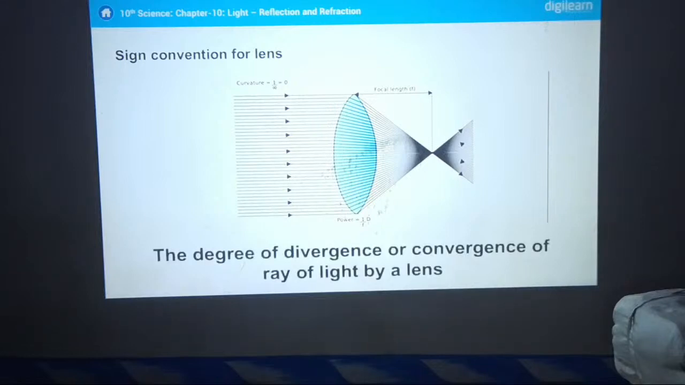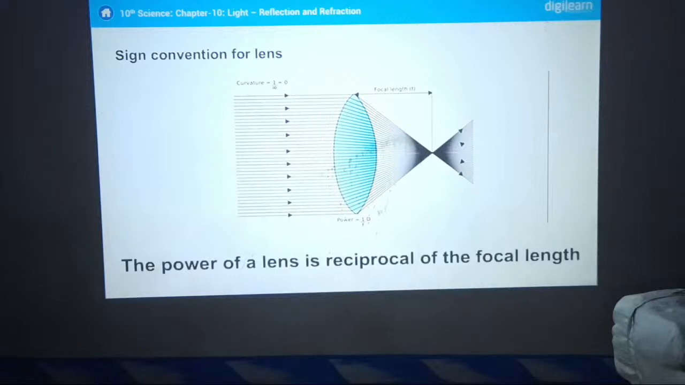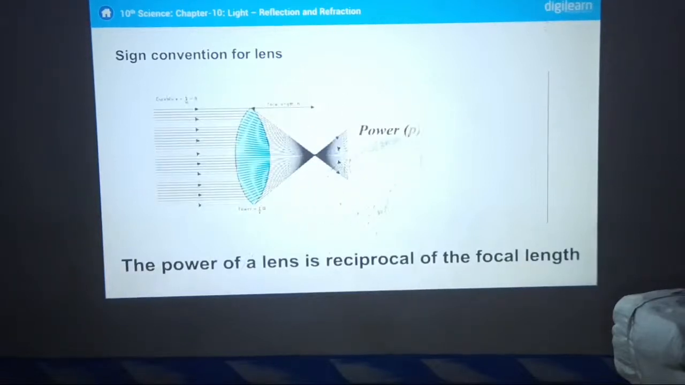The degree of divergence or convergence of rays of light by a lens is expressed in terms of the power of the lens. Degree of convergence and divergence depends upon the focal length of a lens. The power of a lens is denoted by P. The power of a lens is reciprocal of the focal length. Power P equals 1 by focal length f, or P equals 1 by f.